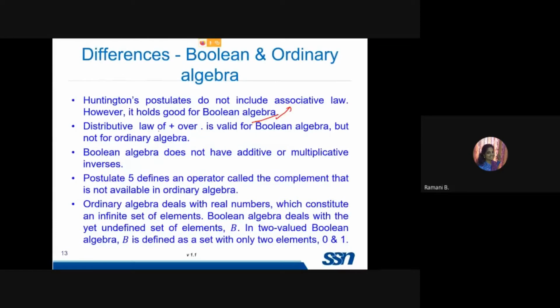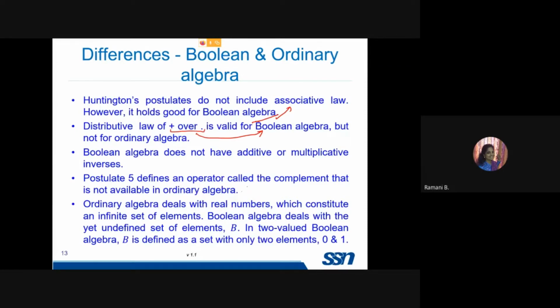Then in any ordinary algebra, the distributive law plus over dot is not valid. However, Boolean algebra satisfies this plus over dot distributive law also. And in the general postulate, we are mentioning the inverses. However, with Boolean algebra, we don't have any additive or multiplicative inverse. And the complement postulate that we saw, we do not have in ordinary algebra, we have it only over here.